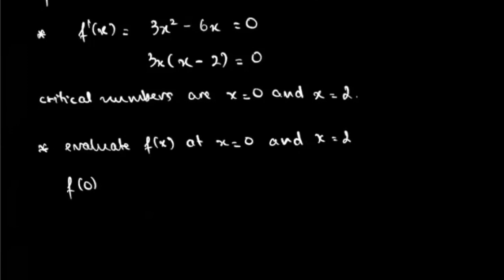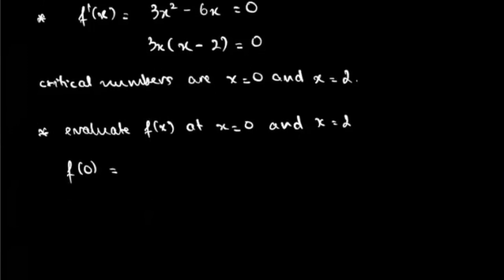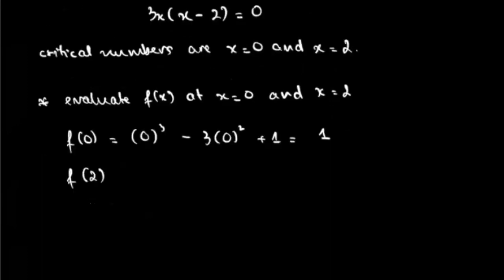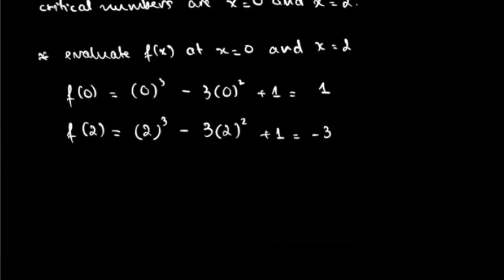Right, so what is f of 0 equal to? Substitute into the original function. You have 0 cubed minus 3 times 0 squared plus 1. This is equal to 1. F of 2. What is f of 2? So you have 2 cubed minus 3 times 2 squared plus 1, which is negative 3. Alright, so that's the critical numbers. You evaluate the function at the critical numbers.